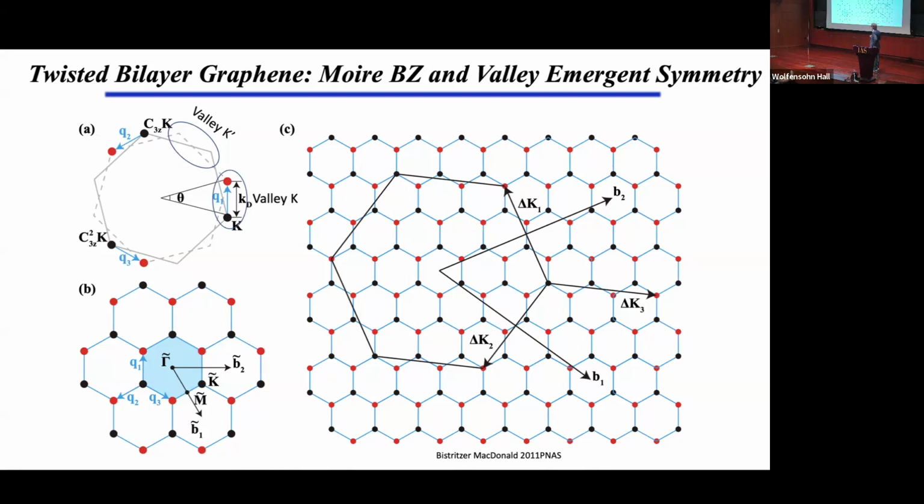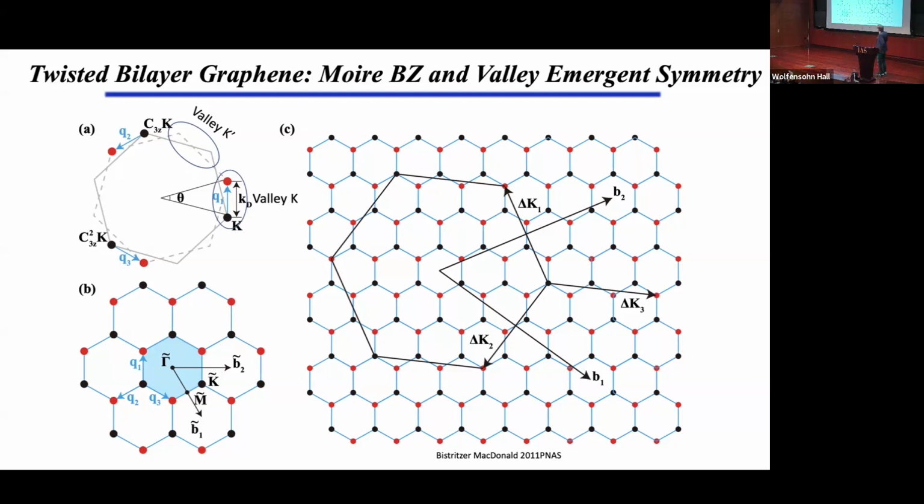Okay, so a very quick recap of the Bistritzer-MacDonald model. I'm sure people have gone through it. This is a large angle, plotted here. You have the valley K, which is the K of the lower layer and the K of the upper layer, twisted by an angle theta, and valley K prime. I'm not going to look at valley K prime, just at valley K. This angle is around 1 degree for the flattest bands.